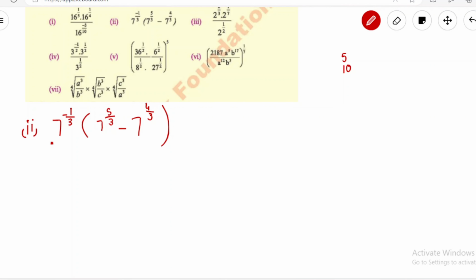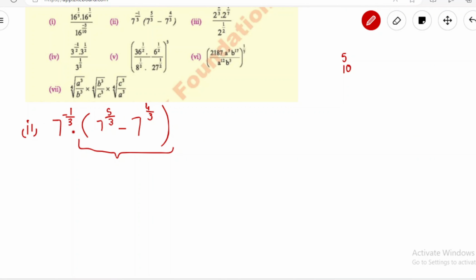Now we have question number 2. If you look at this question, both numbers have a similar base, but the exponents are different and they are being subtracted. There is no rule for when two numbers with a similar base are being subtracted, so we cannot do anything inside. But what we can see here is that this thing is inside a group.